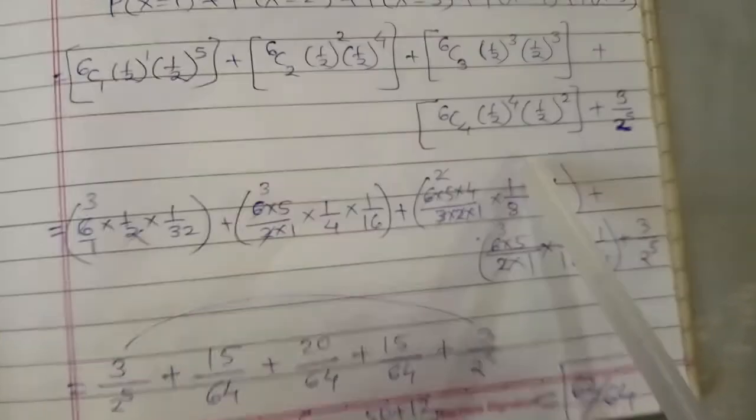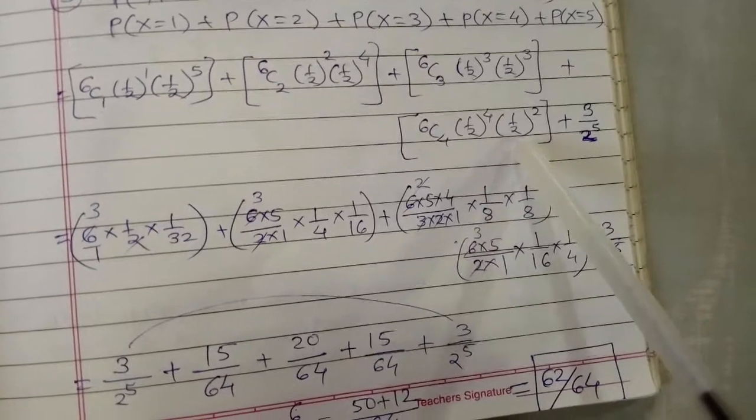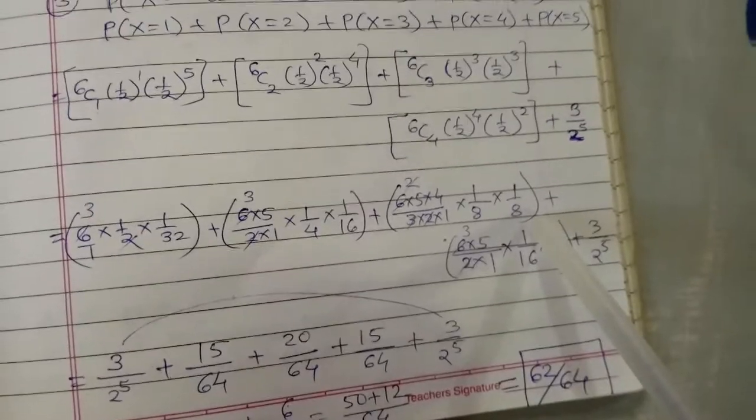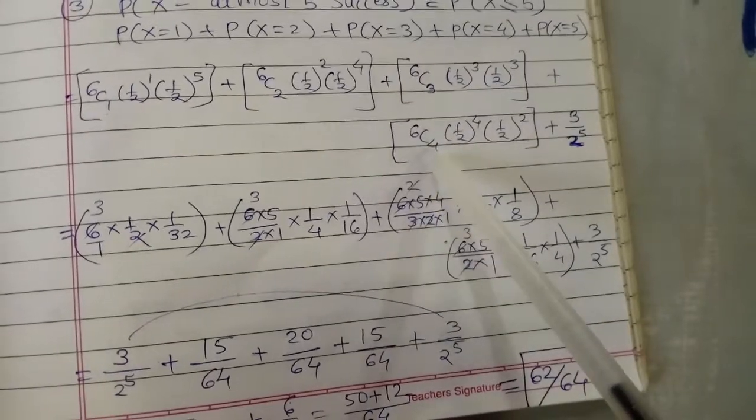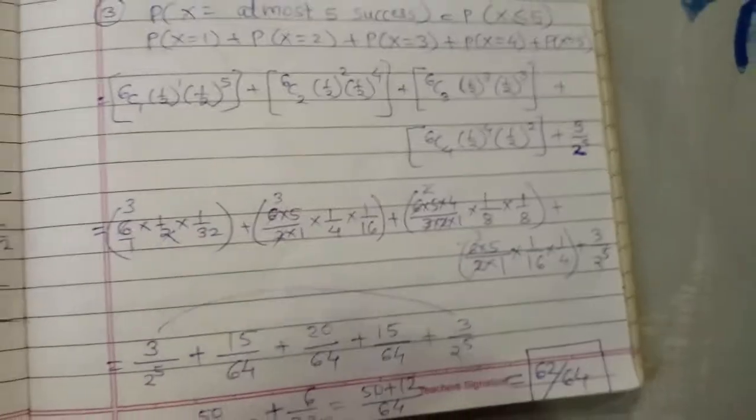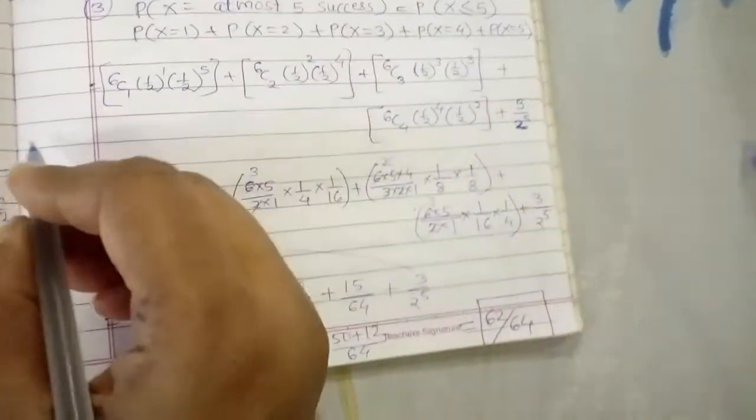Again here 1 by 3 cube means here we get 1 upon 8, and here also 1 upon 8. Now the 6C4, so here we can write 6C4 like this one, that is 6.